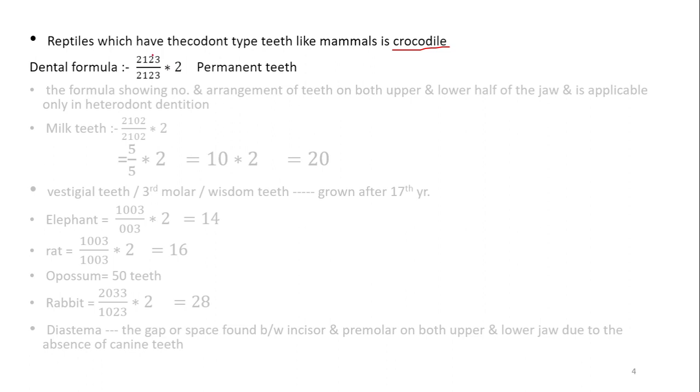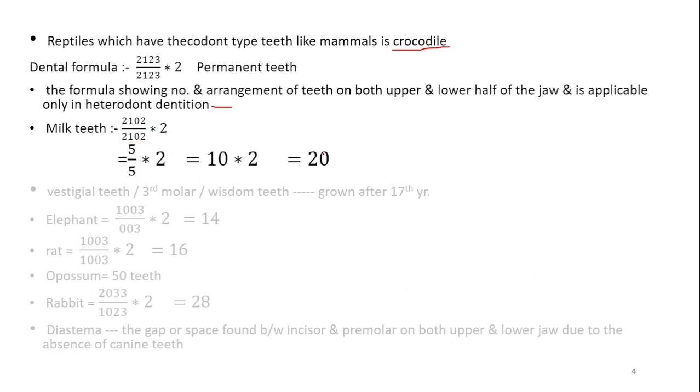Dental formula. This is the upper half and this is the lower half of the teeth, and multiplied by 2, it gives the permanent teeth. The formula shows the number and arrangement of teeth on both the upper and lower half of the jaw, and it is applicable only in heterodont dentition. Milk teeth 2102, upper half and lower half, multiplied by 2 gives 20. The number of milk teeth is 20, and in permanent teeth, the number is 32.